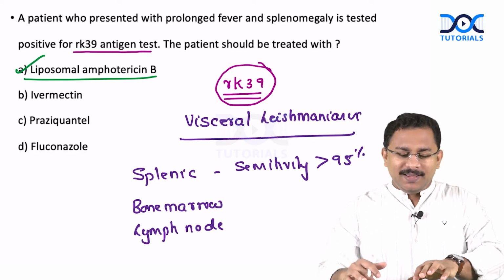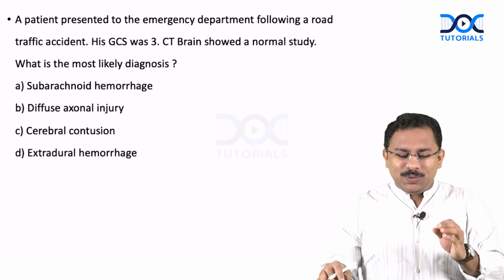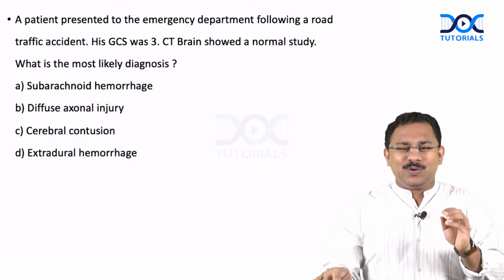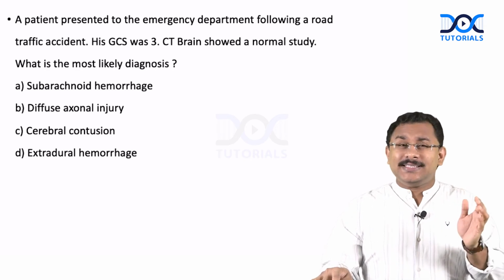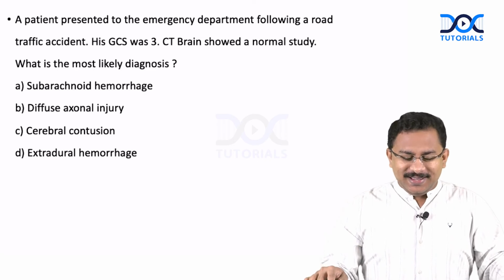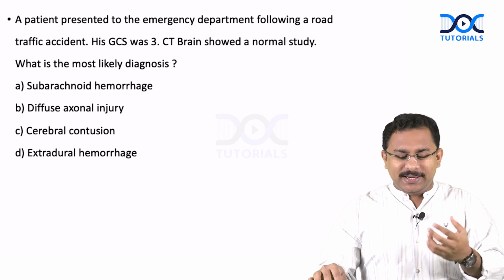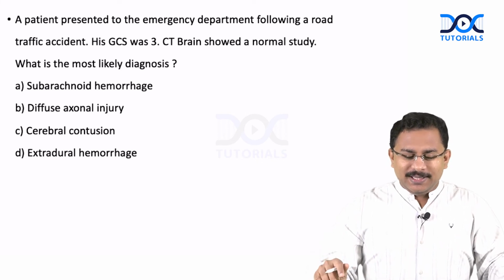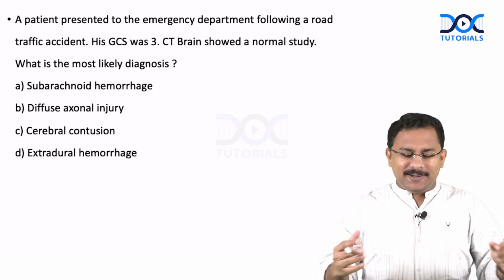Okay. Coming to the next question. A patient presented to the emergency department following a road traffic accident. His GCS was 3. The CT scan was normal. What is the most likely diagnosis? Subarachnoid hemorrhage, diffuse axonal injury, cerebral contusion, extradural hemorrhage. So this again is a question you definitely can answer.